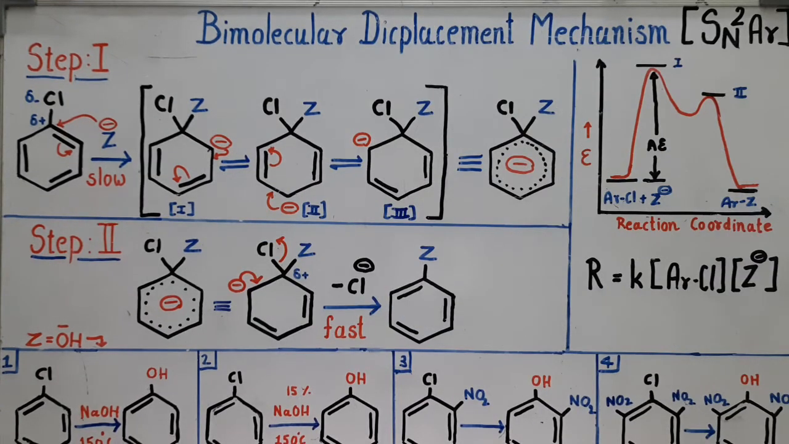In the next step, if we take structure number 3, then we can see that the negative charge is again at the beta position, and to regain the aromaticity of the ring, this beta carbon will donate electrons to the highly polar alpha carbon, and this time the chloride ion will be removed.